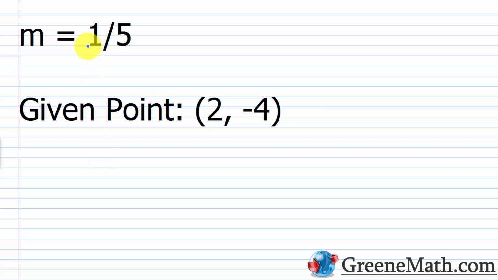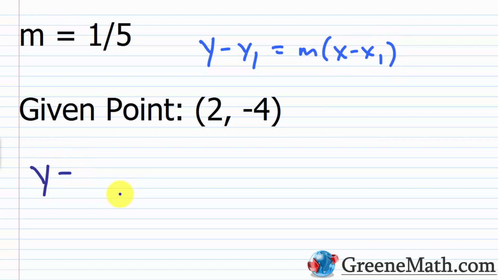So again, I've given another situation where I have a point, which is (2, negative 4), and the slope m equals 1/5. So again, I have a point and the slope, so I want to use point-slope form. So y minus y sub 1 equals m times the quantity x minus x sub 1. Okay, so just plug in: for y sub 1, again, just label this as x sub 1, y sub 1. So y sub 1 is negative 4, so y minus the negative 4 is plus 4.